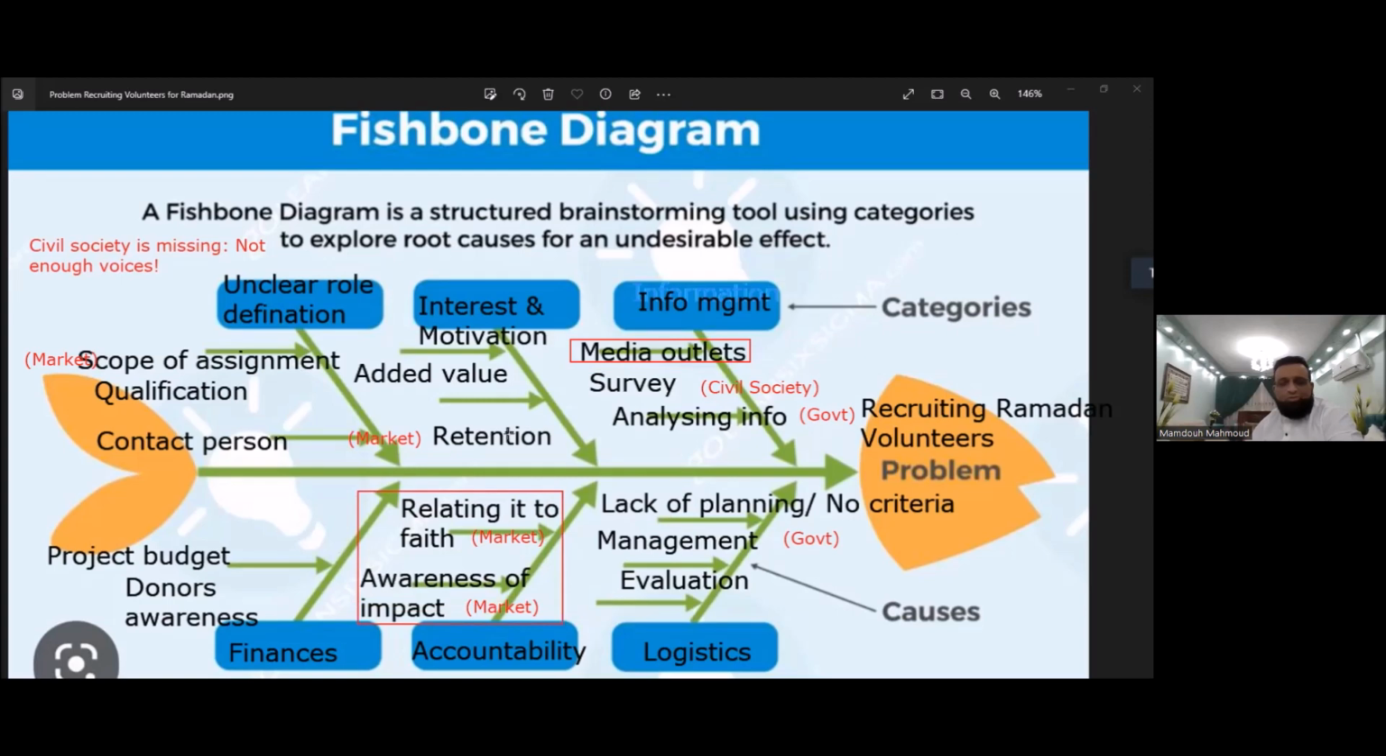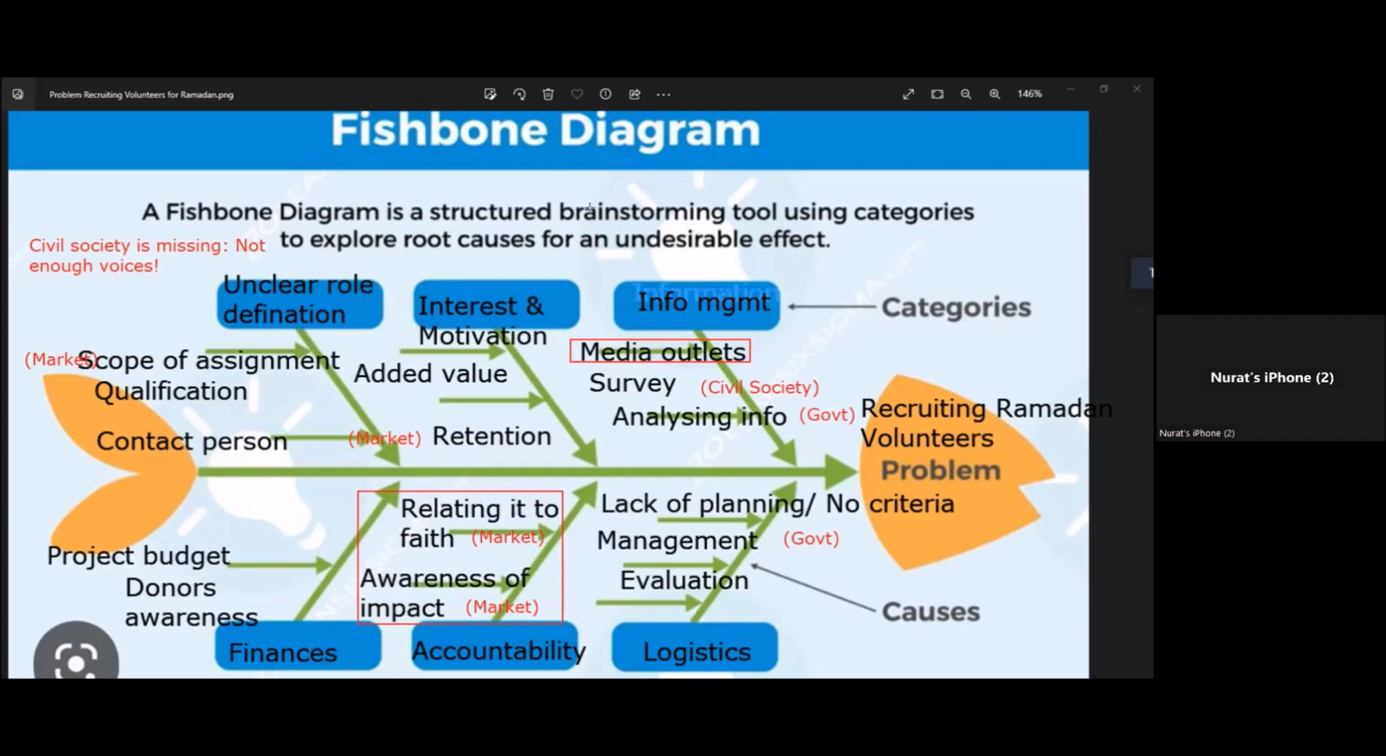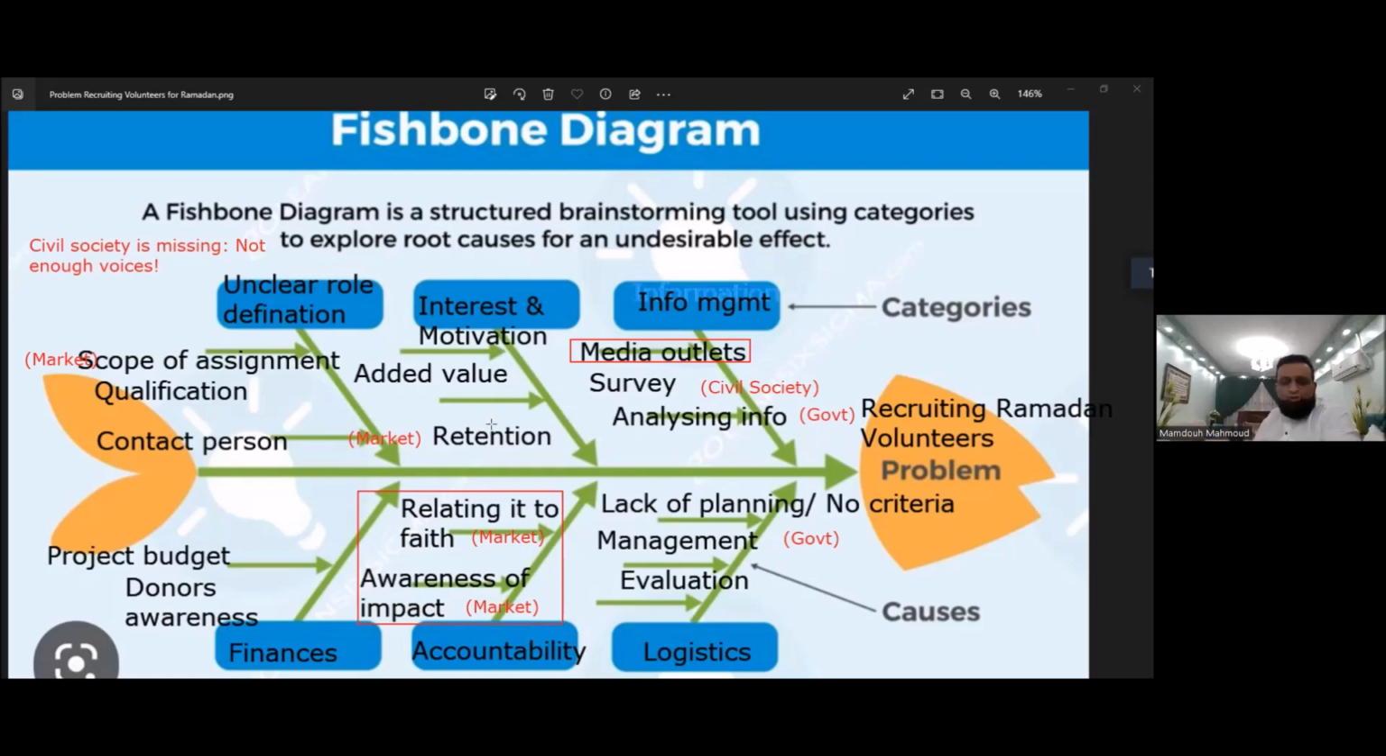Instead of 2 subcategories, we make them one subcategory. Yeah. We're going to call it awareness of impact through faith. Through faith. So you're going to change the whole statement. We can say awareness of impact through faith. Just erase the relating it to faith and put through faith under awareness of impact.